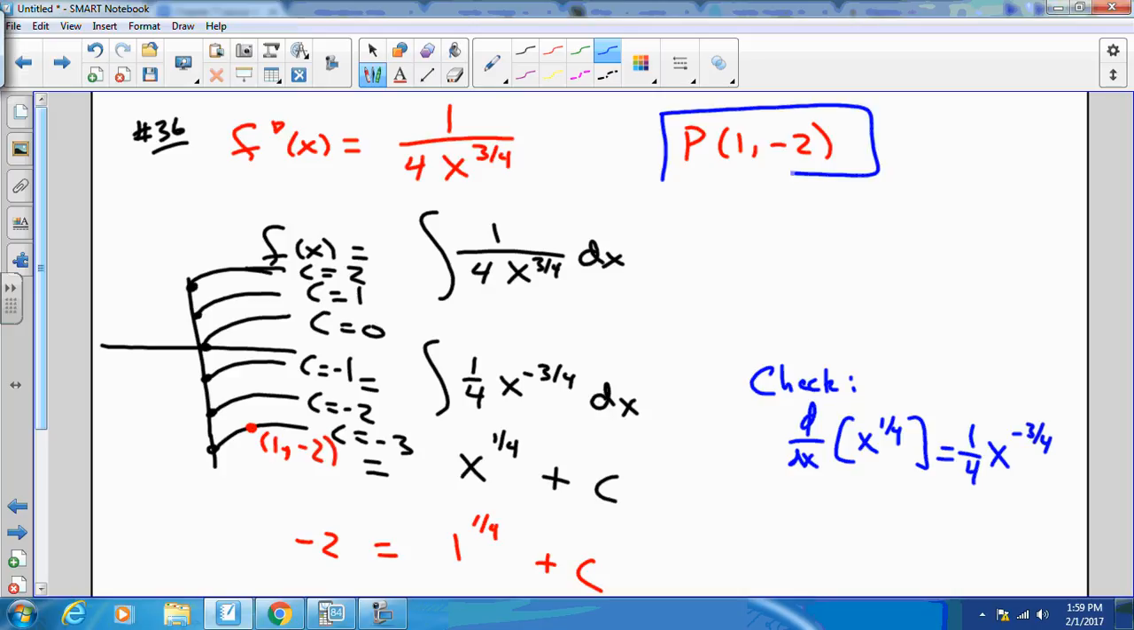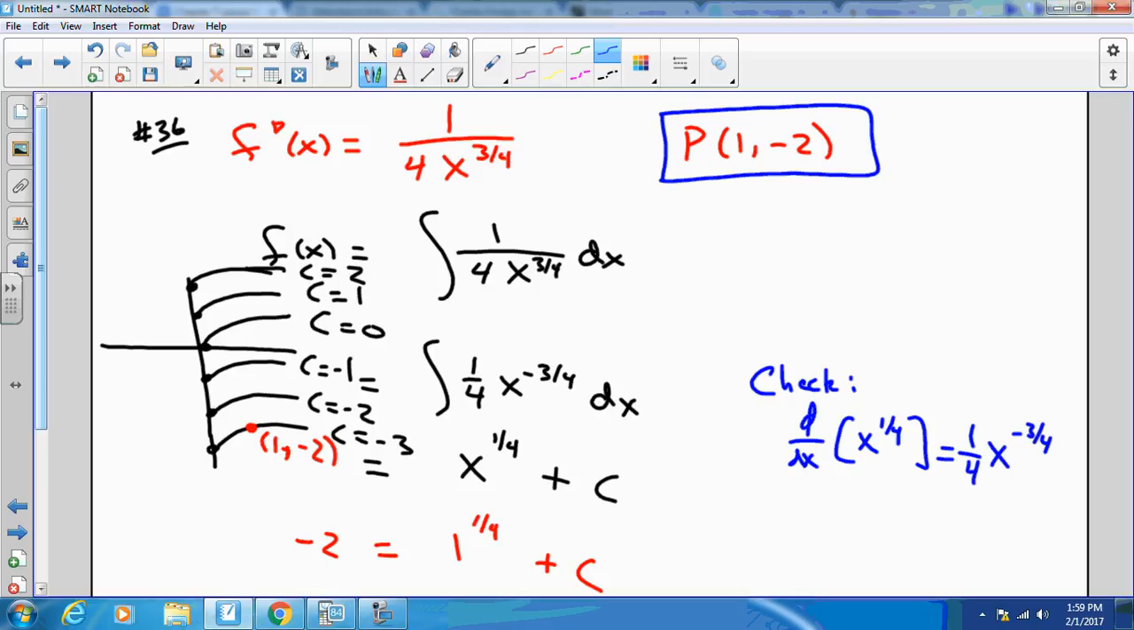So in order to find the value of c that we're looking for, we need one piece of additional information, which is a point. I want you to think about another thing that we've often done, which is to find equations of lines, right? When we need the equation of a line, what two pieces of information do we need? The slope and a point.